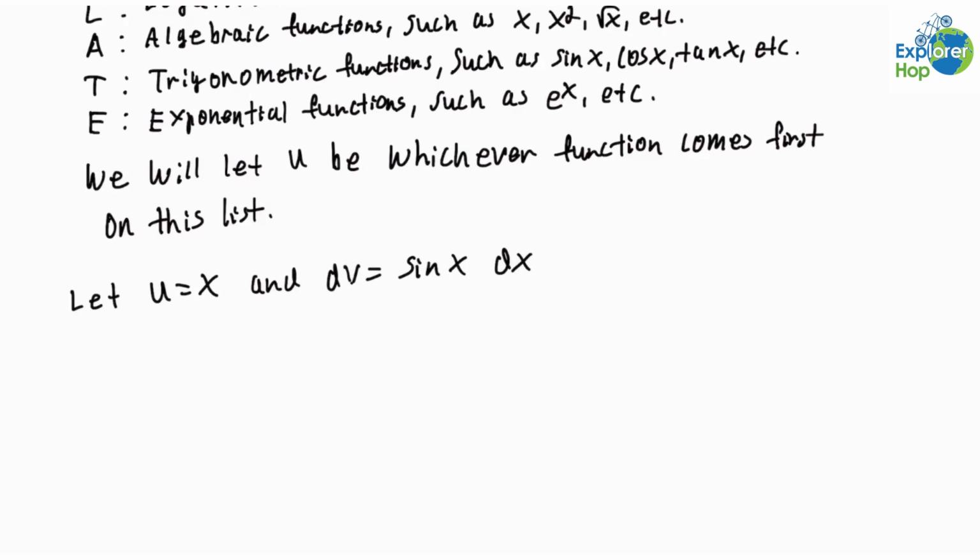So this means that du is equal to dx and v is equal to the antiderivative of sine x, which is negative cosine of x, since the derivative of negative cosine of x is sine x. And now we can plug these functions into the formula above.